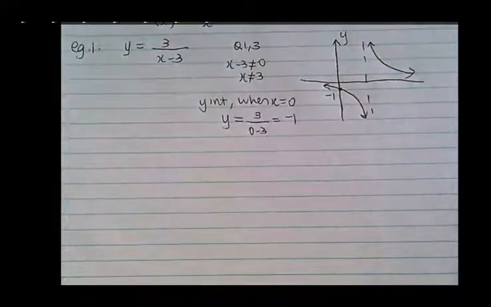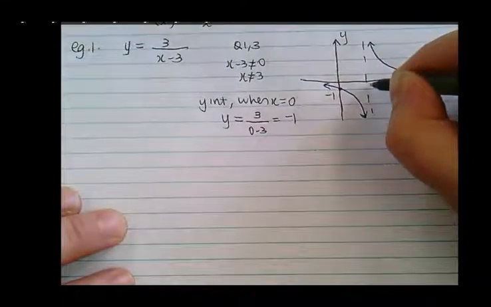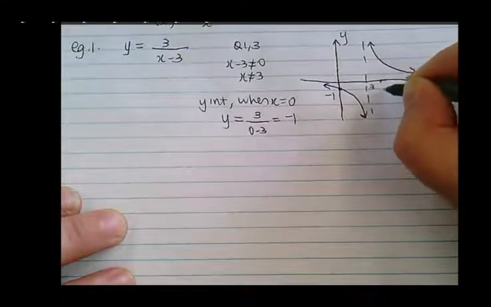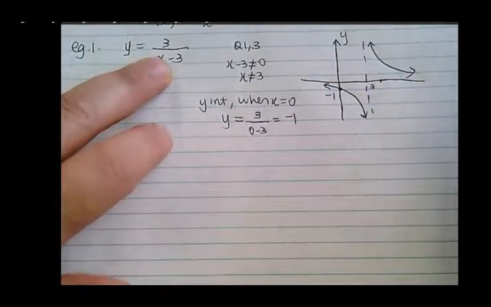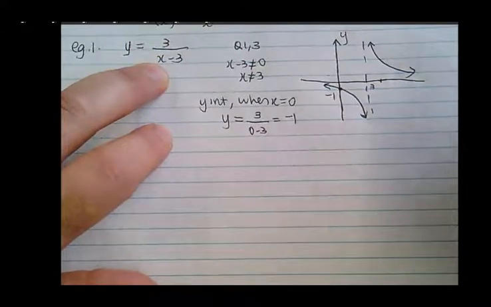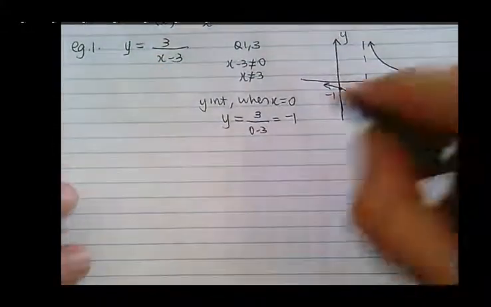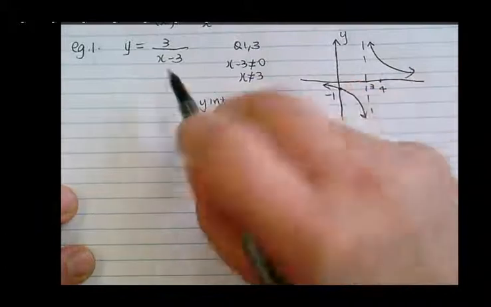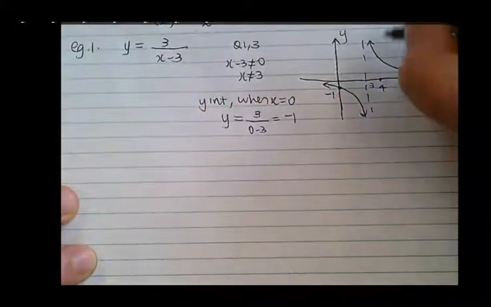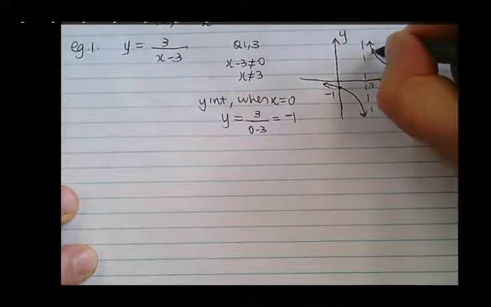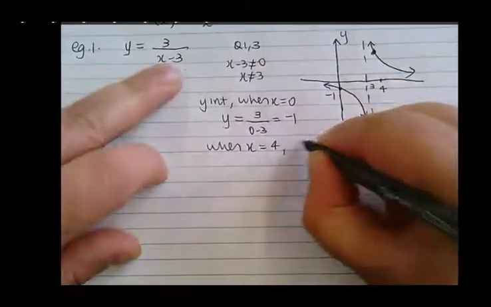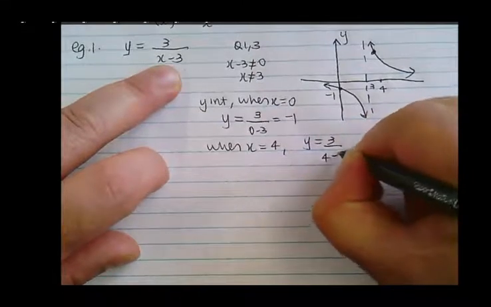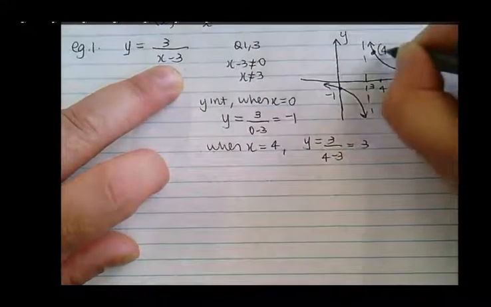So whenever you're sketching, I want 2 points shown on the graph. What would be another nice value? This asymptote's at 3. You can do 4, or you can do x is 6 would be maybe nice, or whatever. Oh, no, x is 4 is good. What about when x is 4, what would you get? 3 over 1. Do you see? I'm just doing another point. When x is 4, y is 3 over 4 minus 3. 3 over 1 is 3.